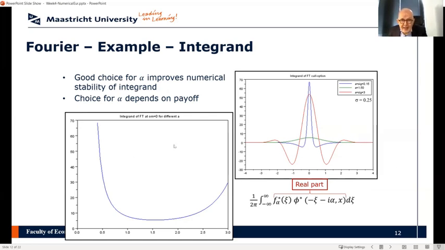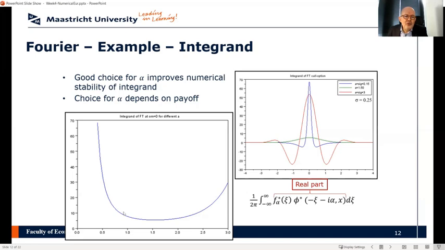So in this graph here, I have basically taken this top point here at xi equal to 0, and I am tracking this for all different values of alpha. And then you see that around alpha is 1.5 for this particular payoff, this is kind of the best possible choice to do your numerical integration.